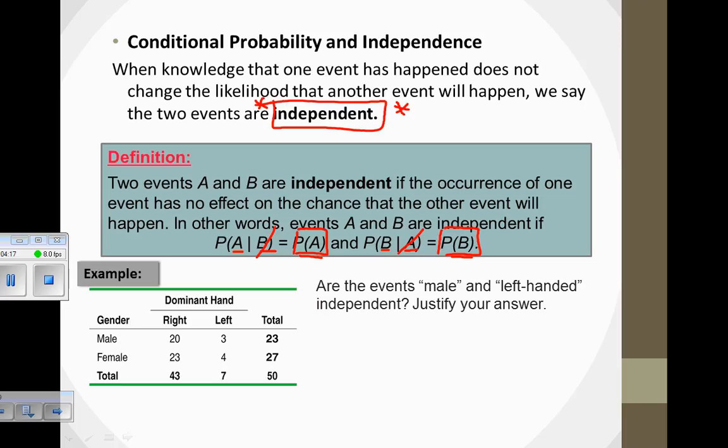All right, so this question says, are the events male and left-handed independent? Justify your answer. Basically you can find the probability of male given that it's left-handed, or you could find the probability of left-handed given that it's male. If this turns out to just be the probability of male, then it's independent. If you get this to be the probability that you're left-handed, then it's independent. And that's what we want to see.